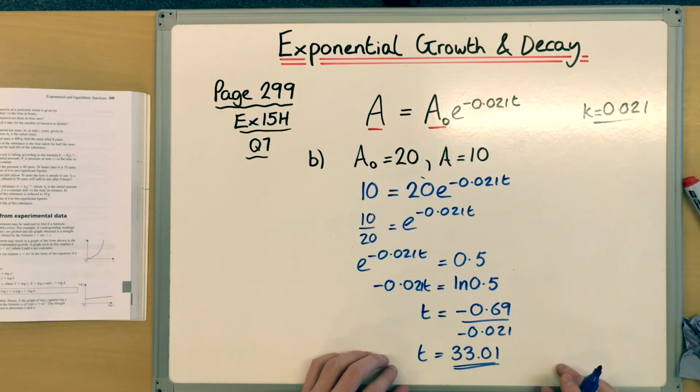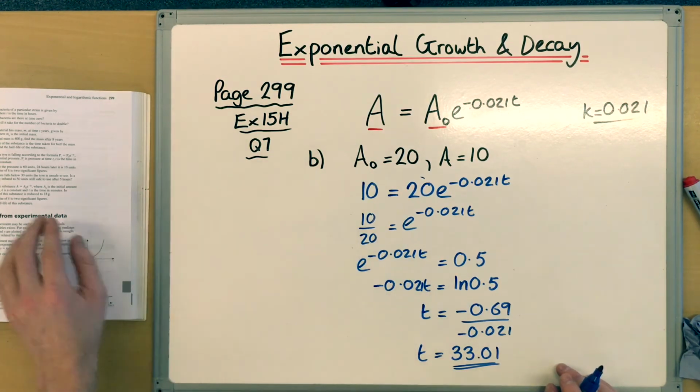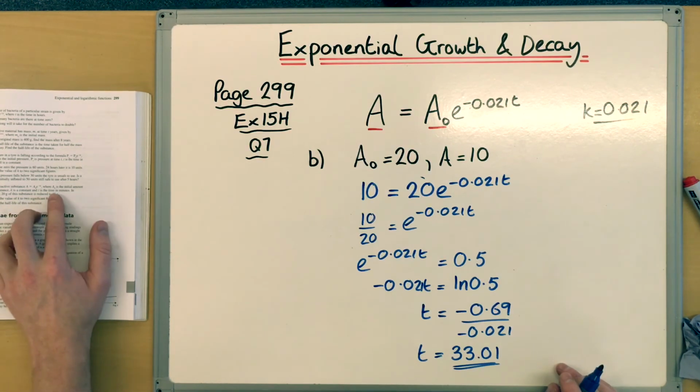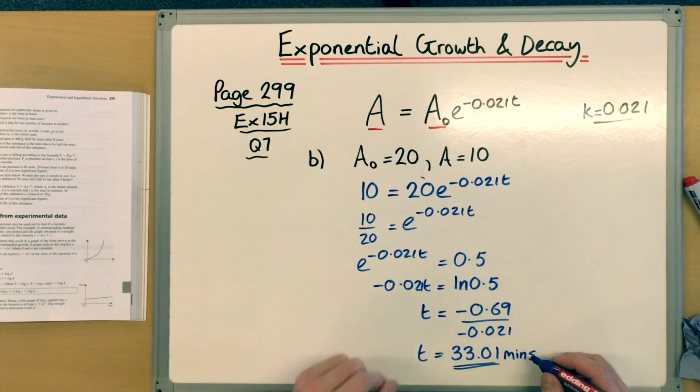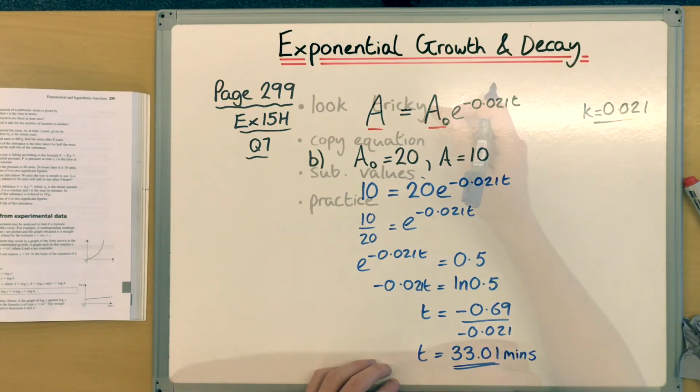So, give or take a bit of rounding, what I get as my answer for T is 33.01. So let's just make my answer a little bit more clear. I was measuring in minutes, so the half-life of this substance, the time it takes to get from whatever it started with to half that value, is 33.01 minutes.